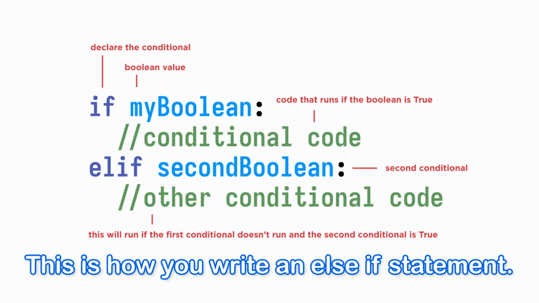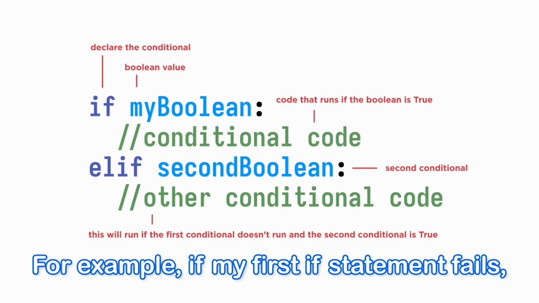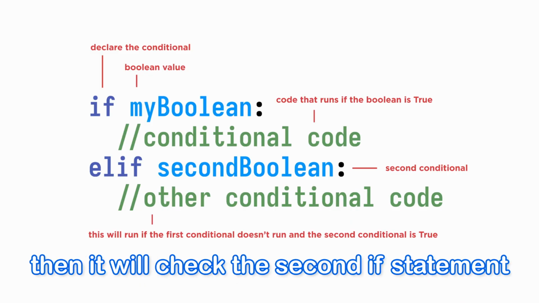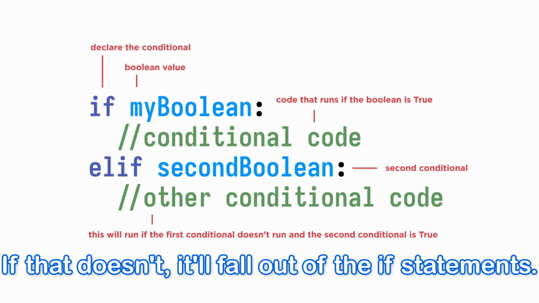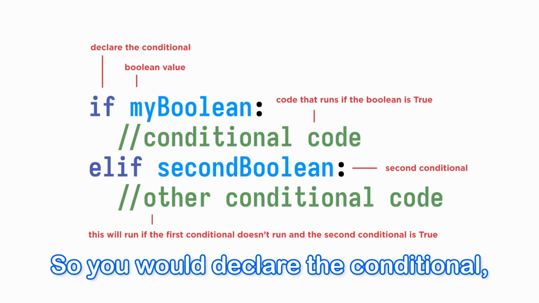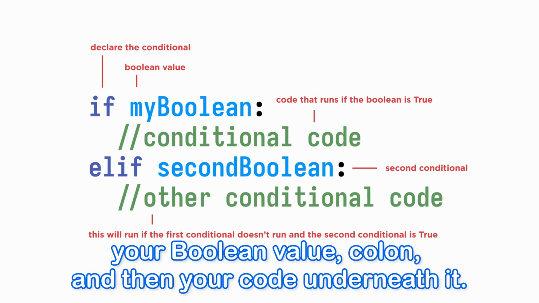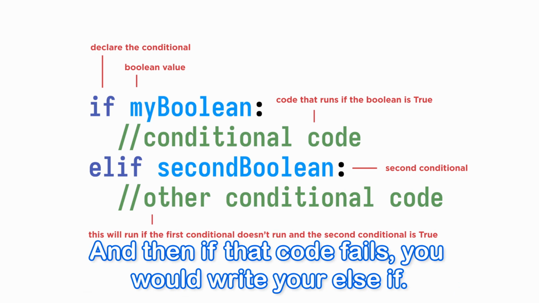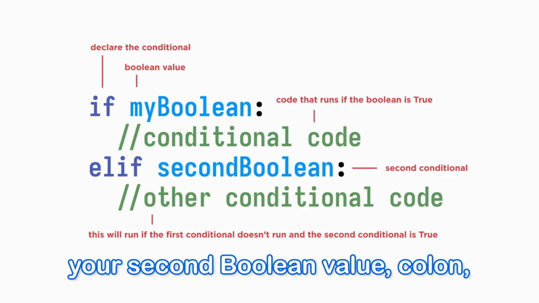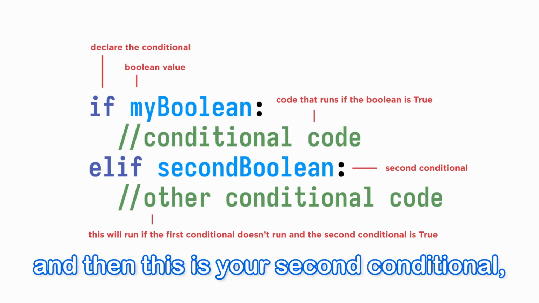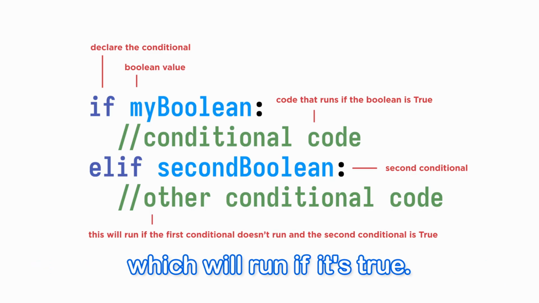This is how you write an else if statement. For example, if my first if statement fails, then it will check the second if statement to see if it passes or not. If that doesn't, it'll fall out of the if statements. So you would declare the conditional, your Boolean value, colon, and then your code underneath it. And then if that code fails, you would write your else if. So you would use the conditional elif, your second Boolean value, colon, and then this is your second conditional, which will run if it's true.